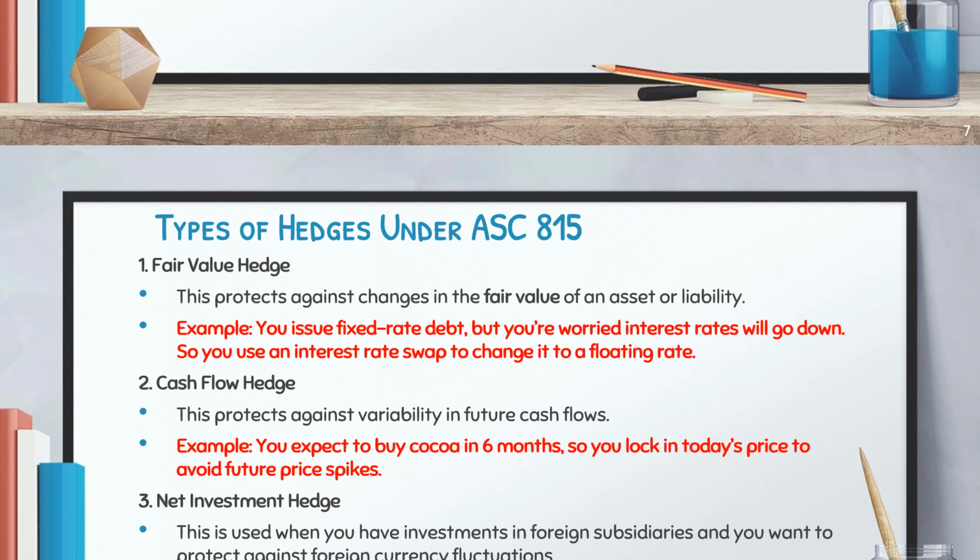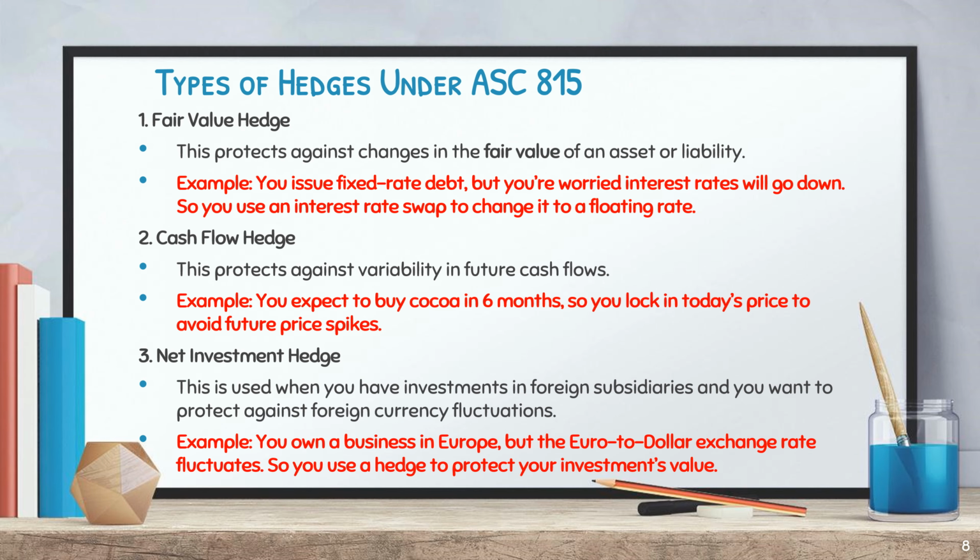Under ASC 815, there are three main types of hedges. Let me break these down quickly. 1. Fair value hedge. This protects against changes in the fair value of an asset or liability. Example, you issue fixed-rate debt, but you're worried interest rates will go down. So you use an interest rate swap to change it to a floating rate. 2. Cash flow hedge. This protects against variability in future cash flows. Example, you expect to buy cocoa in 6 months, so you lock in today's price to avoid future price spikes. 3. Net investment hedge. This is used when you have investments in foreign subsidiaries, and you want to protect against foreign currency fluctuations. Example, you own a business in Europe, but the euro to dollar exchange rate fluctuates, so you use a hedge to protect your investment's value.